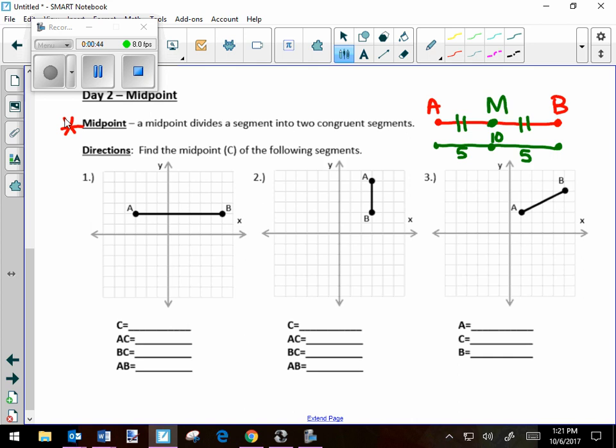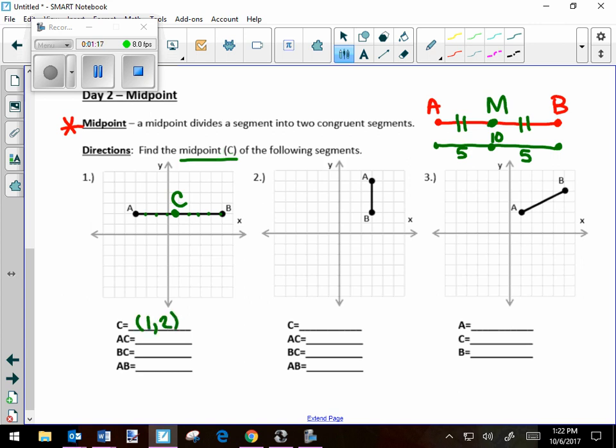In the questions that you see here, they say find the midpoint of the following segments. So I have a segment that goes from A to B. They're telling me the midpoint is C. I could eyeball where it is, but if we want to really think about it, I count how many spaces apart they are: 1, 2, 3, 4, 5, 6, 7, 8 spaces apart. So from either end, if I count 4, my point C is going to be right here. So my coordinates of C are 1, 2.